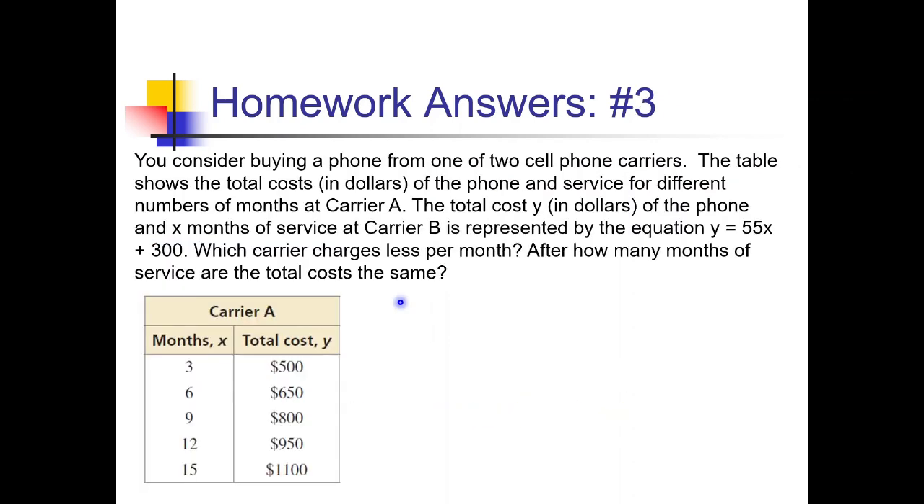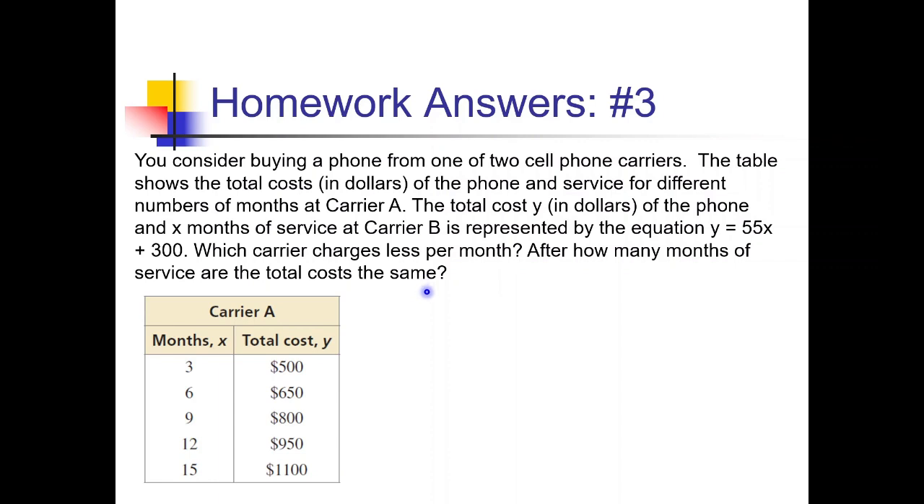So for this problem, you are considering buying a phone from one of 2 cell phone carriers, and we have a table down here showing us total costs of the phone and service for a different number of months for just carrier A. Total cost of the phone for carrier B is actually represented by this helpful y equals 55x plus 300 equation. We want to know who charges less per month and after how many months of service are the total costs the same.